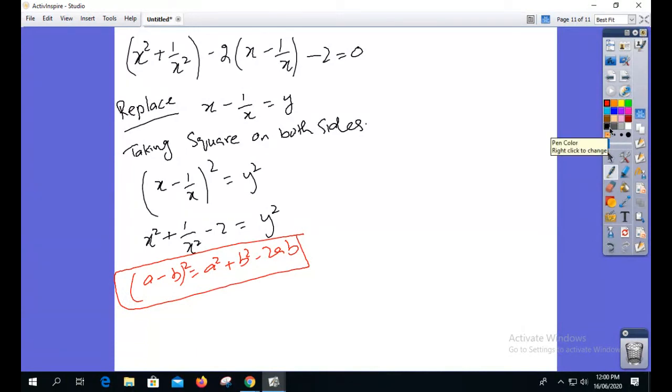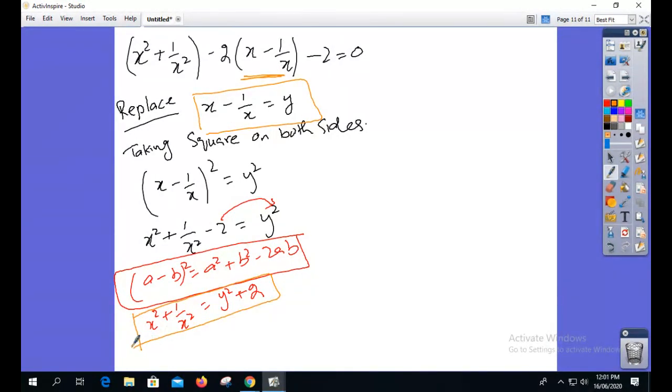After this, we have shift 2 from here to here. We have x square plus 1 by x square equals y square plus 2. So we have the value of x minus 1 by x and we have the value of x square plus 1 by x square. After replacing x square plus 1 by x square by y square plus 2, minus 2 times y minus 2 equals to 0.